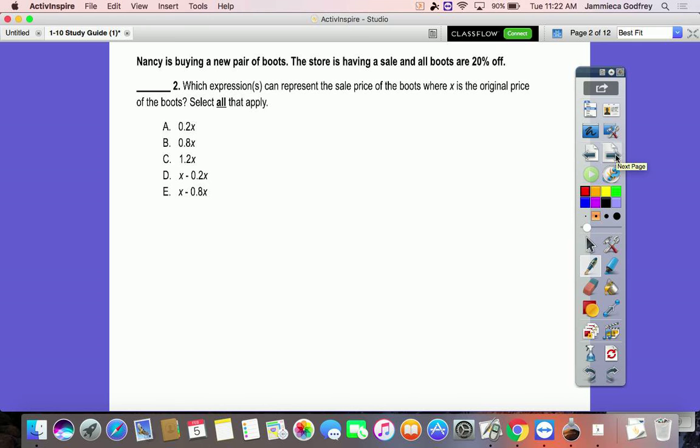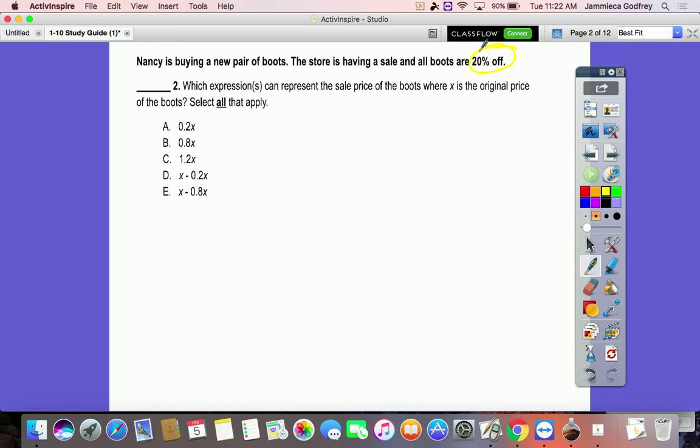All right, number 2 on your study guide. Nancy is buying a new pair of boots. The store is having a sale, and all boots are 20% off. The boots are 20% off. So this is important information.